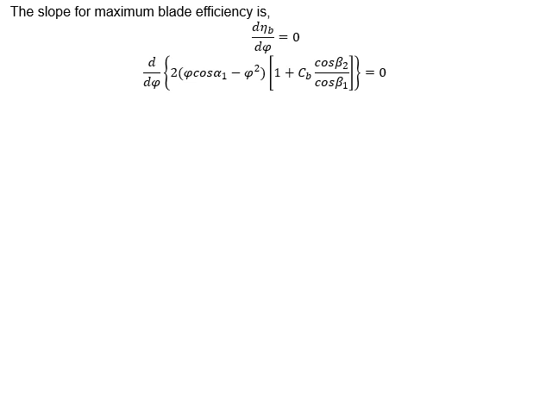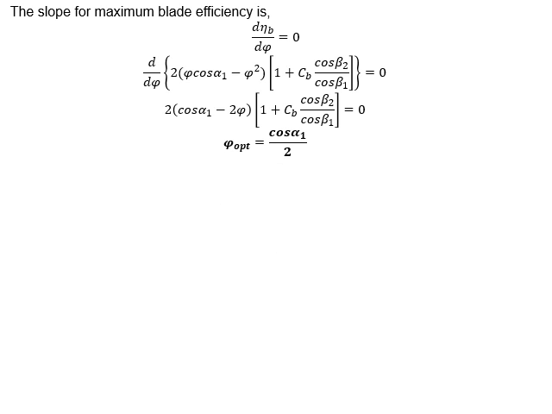The slope for maximum blade efficiency is the differentiation of blade efficiency with respect to speed ratio, which equals 0. Now differentiating the blade efficiency expression, 2 into (cos alpha 1 minus phi square) into (1 plus CB cos beta 2 by cos beta 1), with respect to the speed ratio, we get 2 cos alpha 1 minus 2 phi into (1 plus CB cos beta 2 by cos beta 1) equals 0.